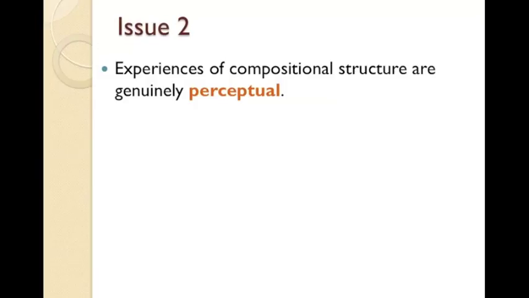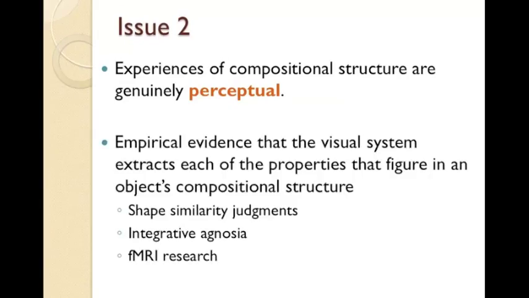I also argue that the experiences of compositional structure in question are genuinely perceptual experiences. And my primary argument here is empirical. So I call on evidence indicating that the visual system extracts each of the properties that figure in an object's compositional structure. Okay, so I call on a number of strands of empirical support for the hypothesis that the visual system recovers compositional structure.